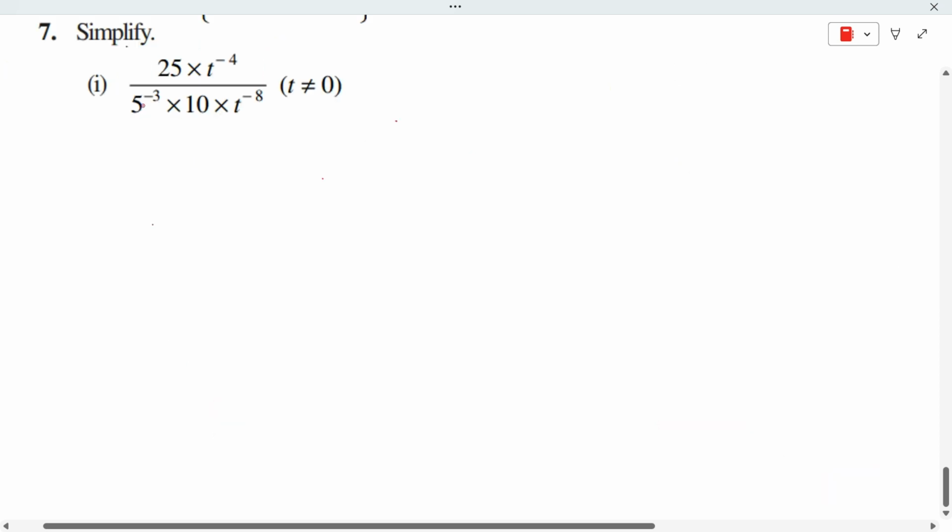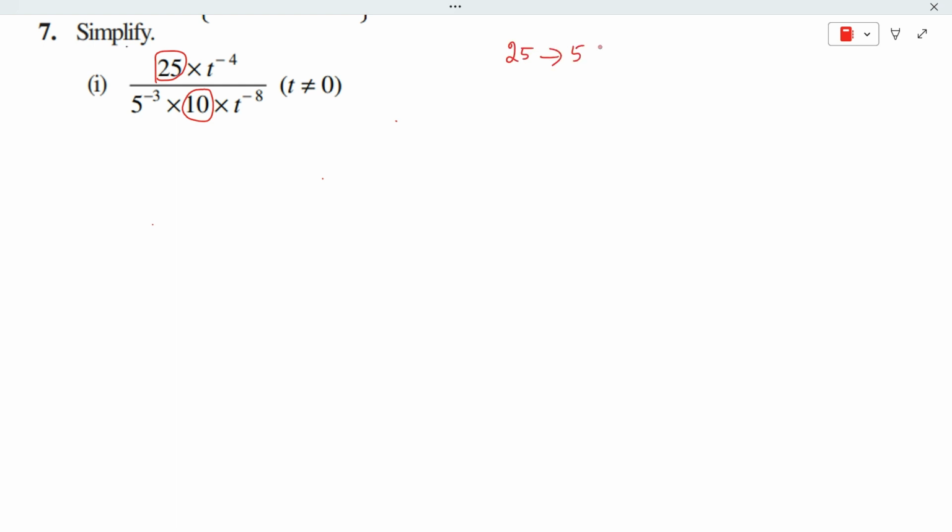Let's move on to question number 7, simplification. The first step in simplification is to identify the composite number and convert the composite number to the product of powers of prime factors. Okay, so 25 is written as 5 times 5. So if I have to write it in powers, it is 5 power 2. So 10 can be written as a product of prime factors 2 times 5. So I'm going to replace the composite numbers by substituting the product of their prime factors, right?